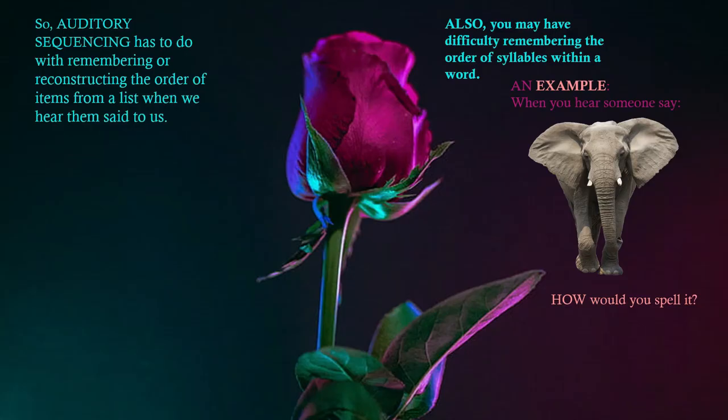So auditory sequencing has to do with remembering or reconstructing the order of items from a list when we hear them said to us, not when we read them, but when we hear them said to us. Also, you may have difficulty remembering the order of syllables within a word. So an example, when you hear someone say elephant, how would you spell elephant? Try and spell it right now before I turn to the next slide.